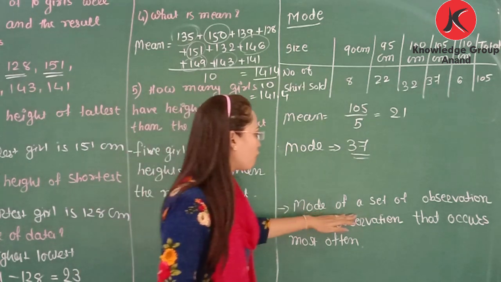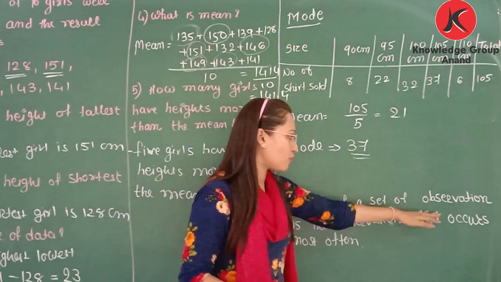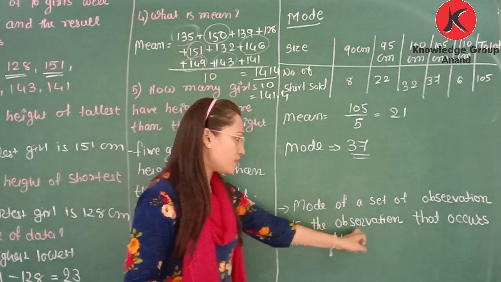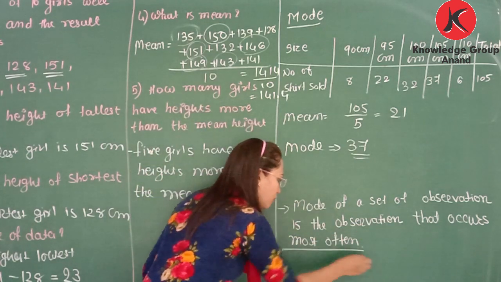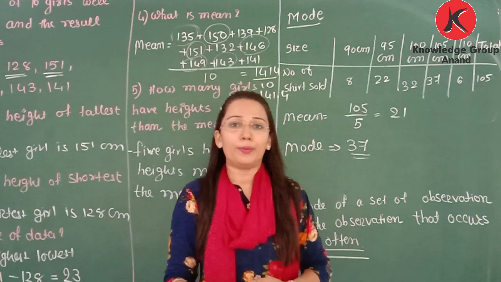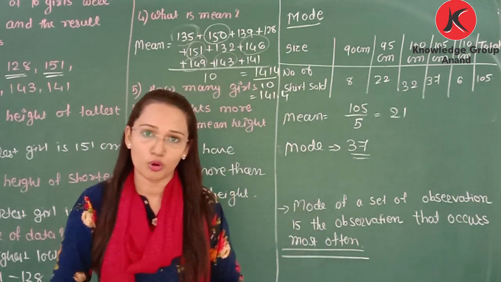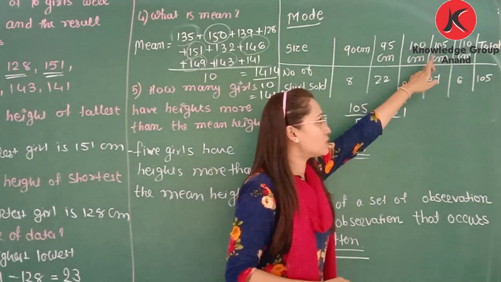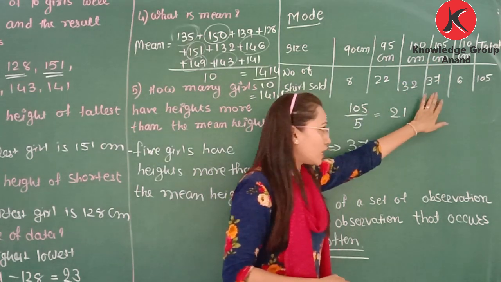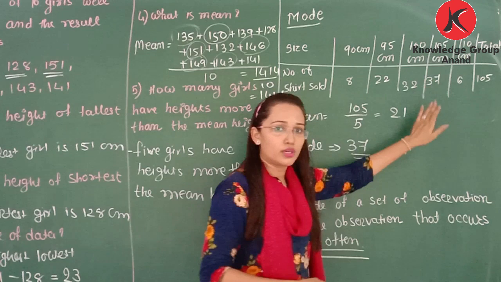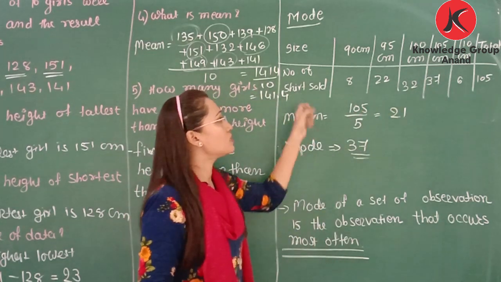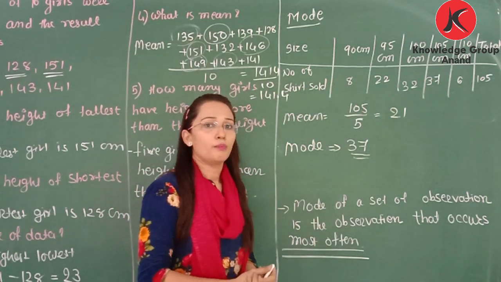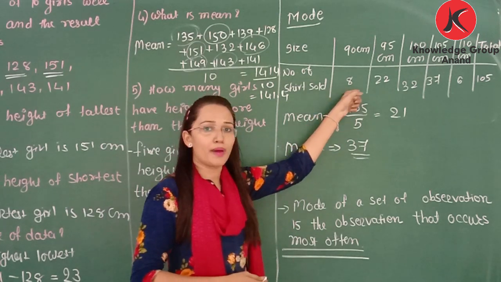So here mode of a set of observations is the observation that occurs most often. So here which size shirt is repeated mostly? That is 105. It is sold 37 in stock. So here answer is 37. Means each size needs 37 shirts to be bought.